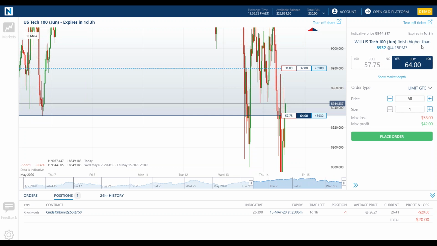The contract then settles at 0. So unlike a binary, a knockout has a level above and below, and whether you go long or short, you know where you would be knocked out. And if it doesn't touch one of those, you'll make a profit or lose based on the difference between where you entered the trade and where it settles.